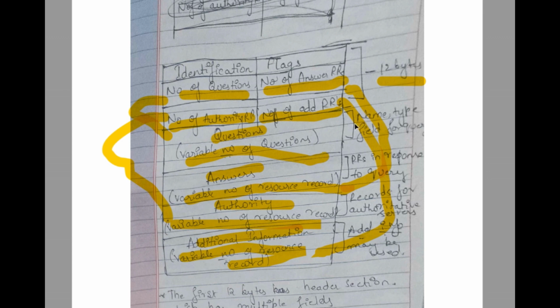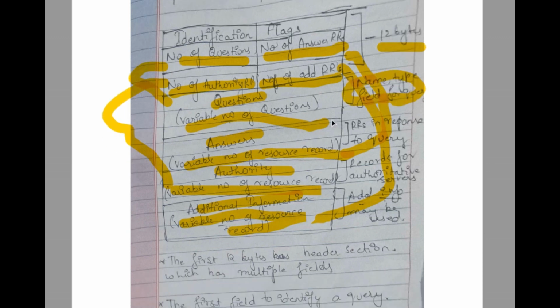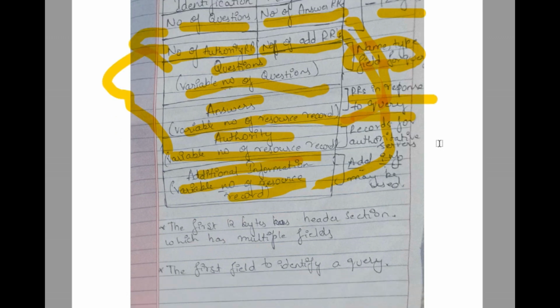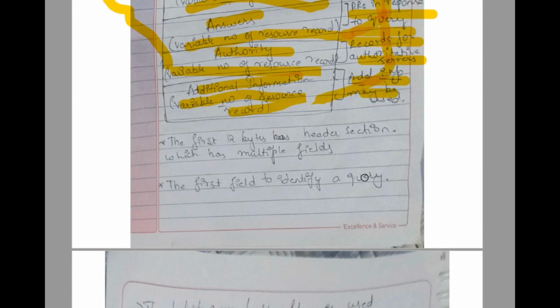In questions, name, type, field for query. In order to ask a question, what is required? Name, type, field for asking a query. Resource records in response to a query. So a resource record is nothing but an answer. Resource records for authoritative servers. So these are records only for higher authorities. Additional information that may be helpful. If you look at the diagram, you can easily remember it.